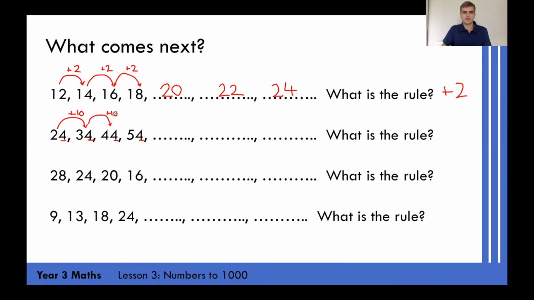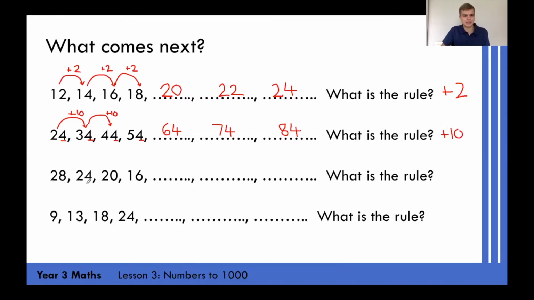So 24, 34, 44, 54. So if I've got 5 10s here, I need 6 10s in my next one. 64, what would come next then? 64. 74, well done, and 84, fantastic. I've always got 4 ones, but my 10s are going up each time. So over here, my rule is I'm adding 10. Excellent, okay.